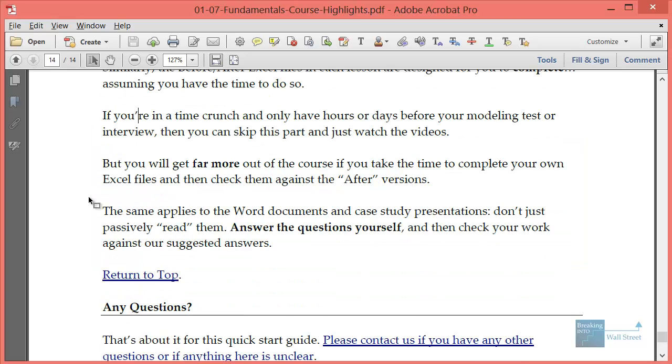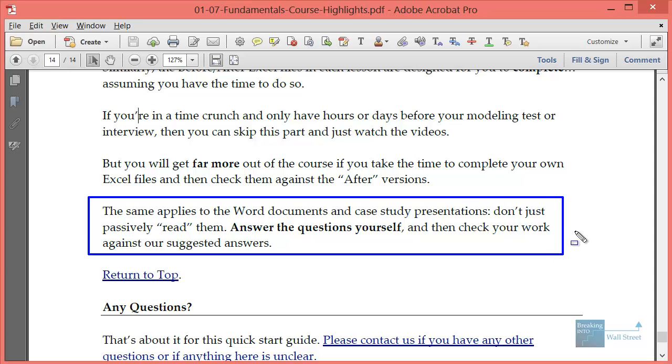And then same applies to the Word documents and the presentations. Everything in this course is framed as a case study. And so if you just read our solutions, you're not going to get that much out of it. If you have the time to go in and answer all the questions on your own, you should definitely do that. They don't have to be long answers, they don't have to be very detailed, but at least come up with some type of short answer to all the questions so you can test your knowledge at the end.